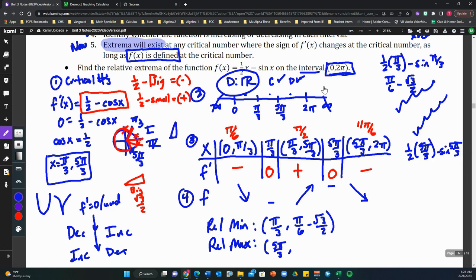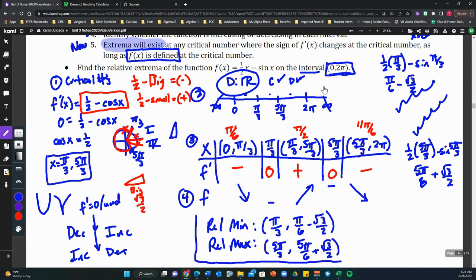Well, 5 pi over 3 is down here. The only difference between that and positive, or 1 pi over 3, is that now the y-coordinate is negative because it's in the fourth quadrant. So this gives me 5 pi over 6 minus negative square root of 3 over 2, or plus root 3 over 2. So that is our y-coordinate.